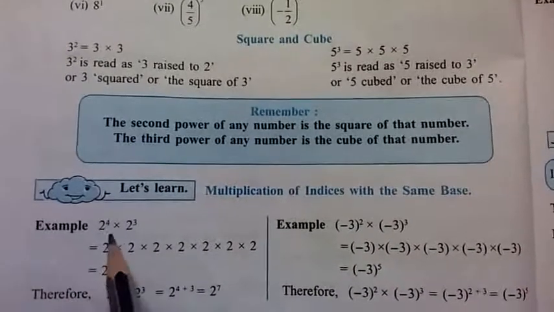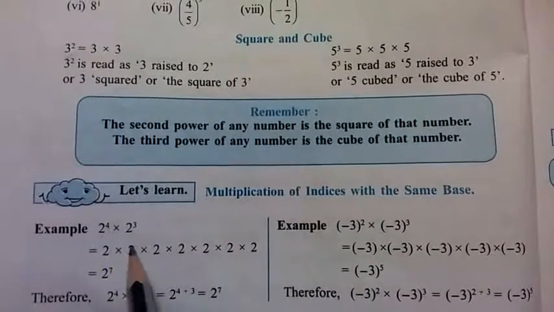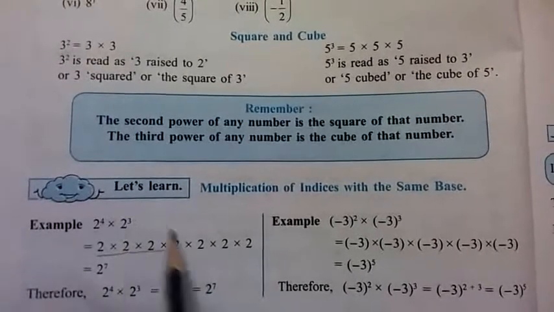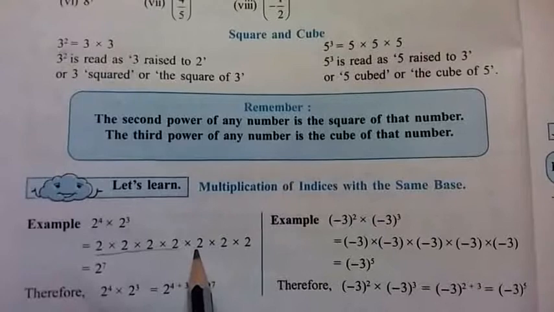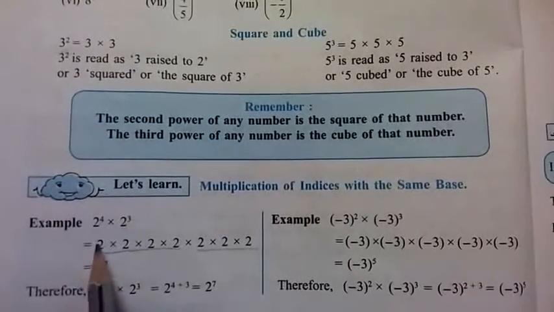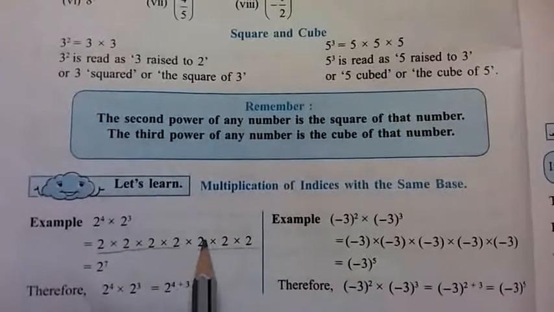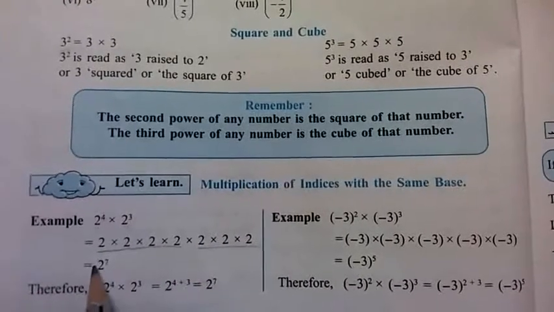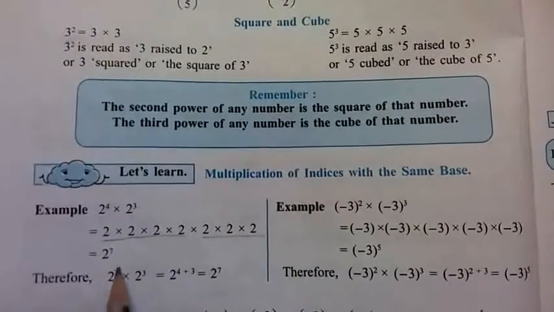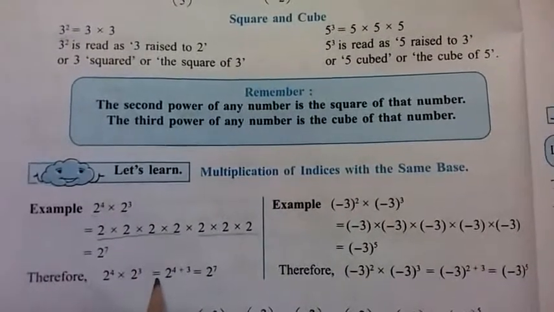See, 2 raised to 4 multiplied by 2 raised to 3. Now write down this 2 raised to 4. How many times? 1, 2, 3, 4. 4 times. And this 2 raised to 3. How many times do we write the 2? 3 times. Means 2 raised to how many? 1, 2, 3, 4, 5, 6, 7. So what is the answer? 2 raised to 7.